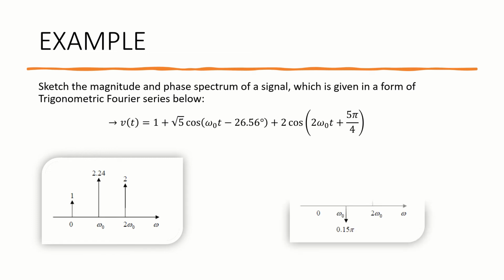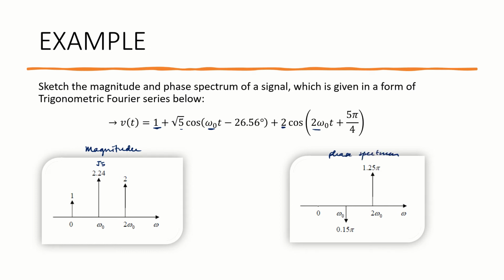So this is the amplitude spectrum, or magnitude spectrum. The first term, which is at 0, is going to be 1, since it only provides you the value of amplitude. The second term, which is omega naught, is the square root of 5, which equals 2.24. And then the third term is 2 omega naught, where the amplitude is 2. So this is for the magnitude spectrum.